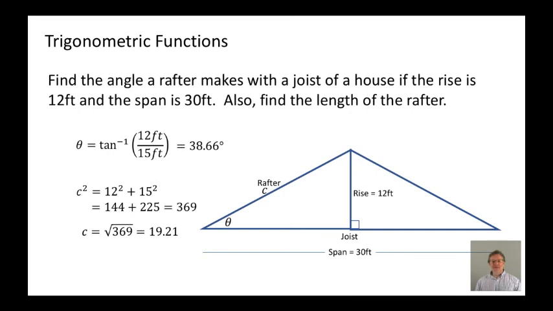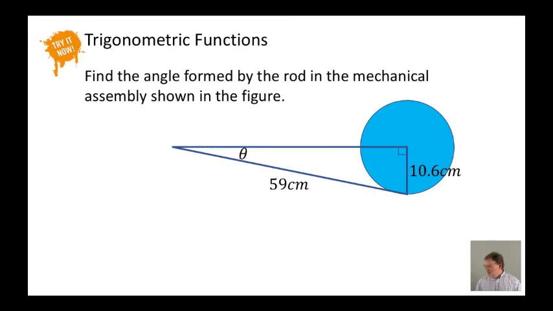Here's another kind of problem that you can do here. Find the angle formed by the rod in a mechanical assembly shown in the figure. So this is kind of like a rod that you would find spinning around a wheel in a locomotive or something, or the flywheel of an engine that's going around in circles. So sometimes it's on this side of it spinning around a wheel and going back and forth. My elbow's going back and forth, and my hand is spinning around a wheel here.